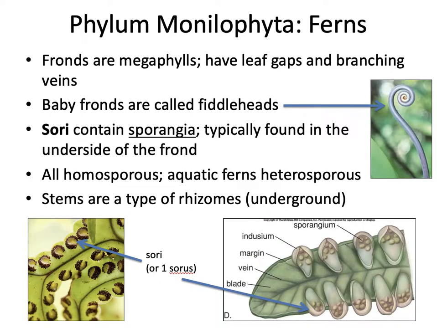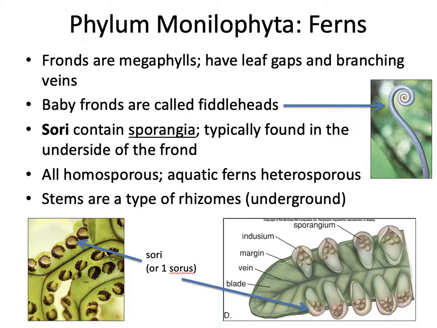Because fronds are megaphylls, they have leaf gaps and branching veins, and the baby fronds, as they unfold, are called fiddleheads. And the fancy word for how they unfold is referred to as circinate vernation. Sori contain sporangia, and the sporangia are typically found on the undersides of the fronds. They usually look like little brown or orange dots on the undersides of the frond.